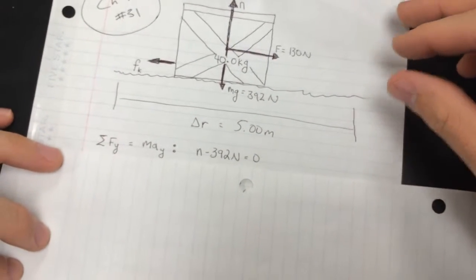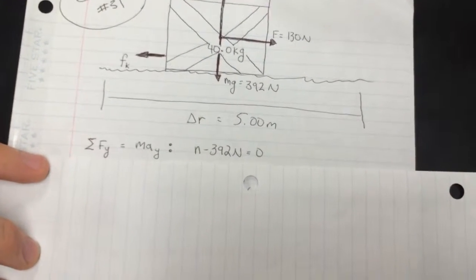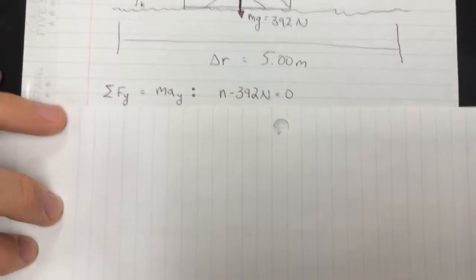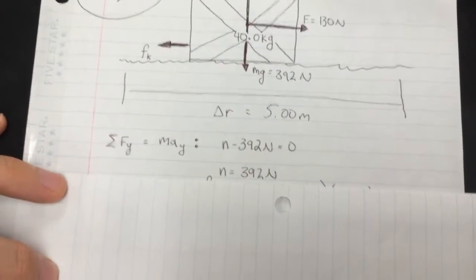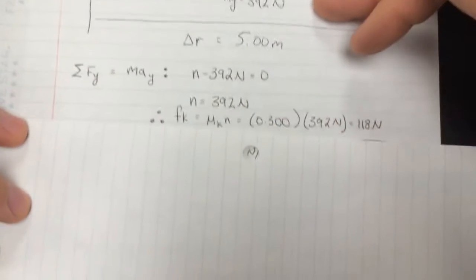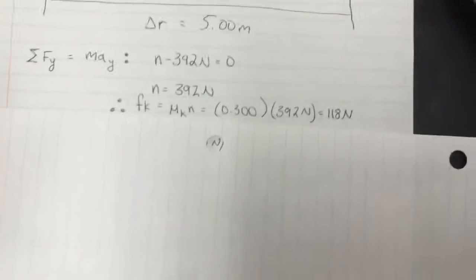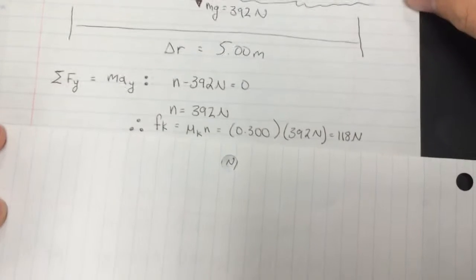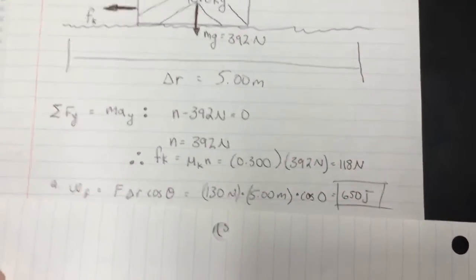So what we're going to find is the sum of the forces in the y direction is equal to the mass times the acceleration in the y direction, which is the normal force minus 392 newtons, and that's going to equal 0 because they cancel out. So we know that the normal force is 392 newtons also. Therefore the force of kinetic friction, which is equal to mu k times n, is 0.300 times 392 newtons. So the force of kinetic friction we now know is 118 newtons. Because of that, we can now start our problem.